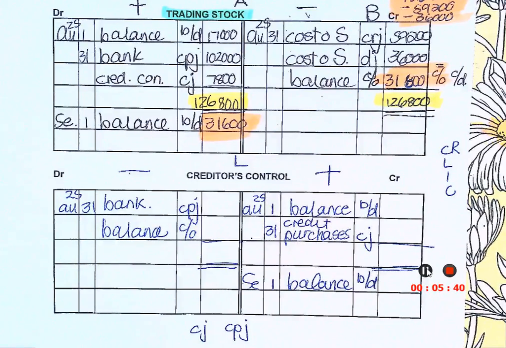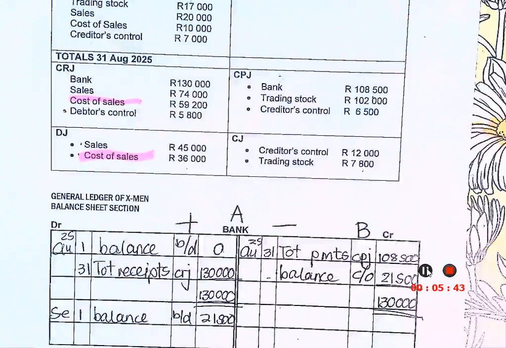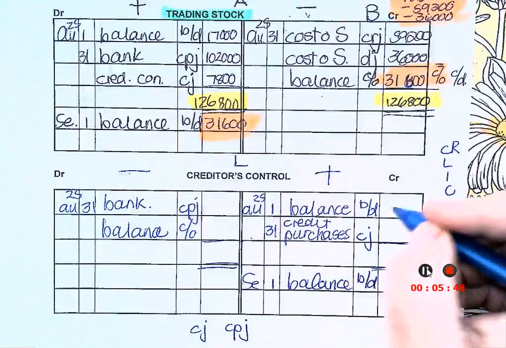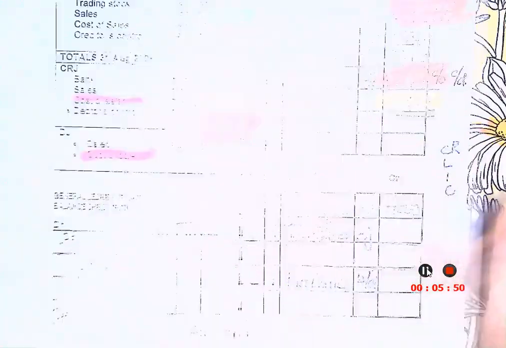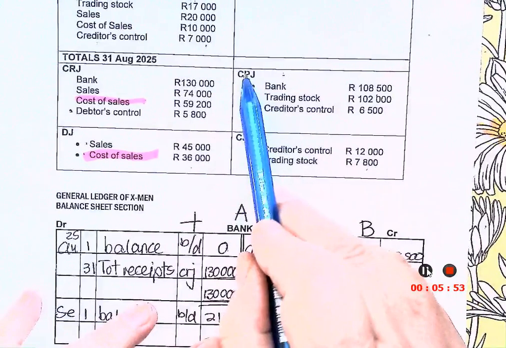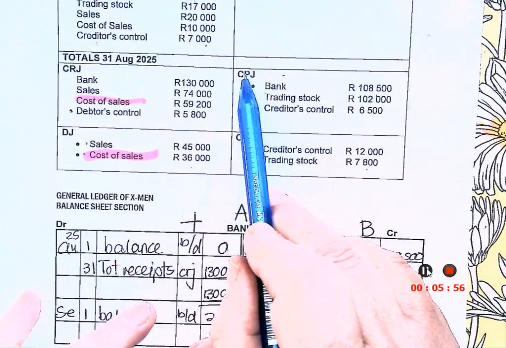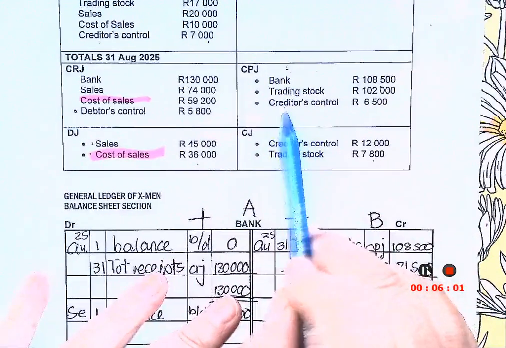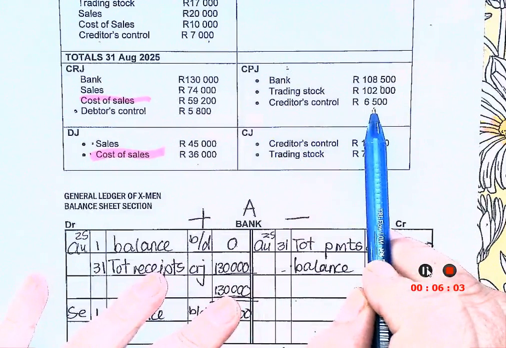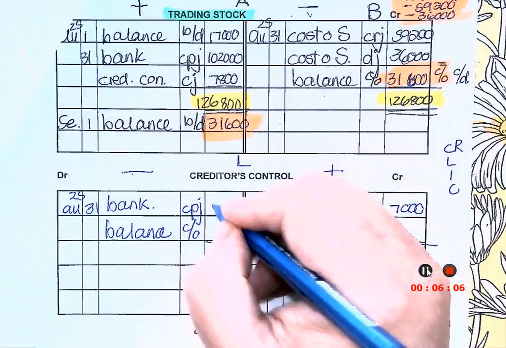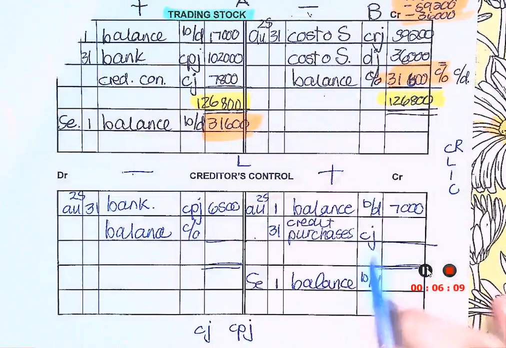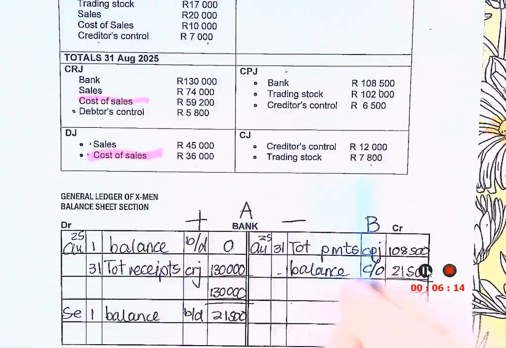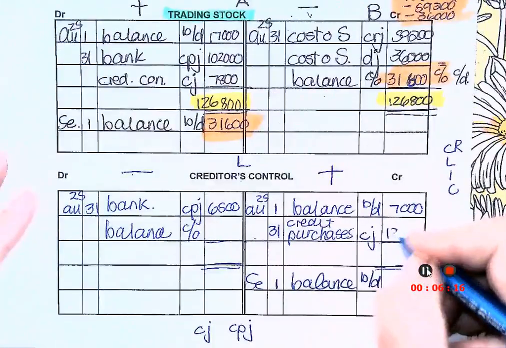So now I look. My balance for creditors is 7,000. If I go to the CPJ, what account am I busy with? Creditors control. So I go to creditors control, 6,500. Then if I go to the CJ, I'm going to look for creditors control, 12,000. Now I need to balance.